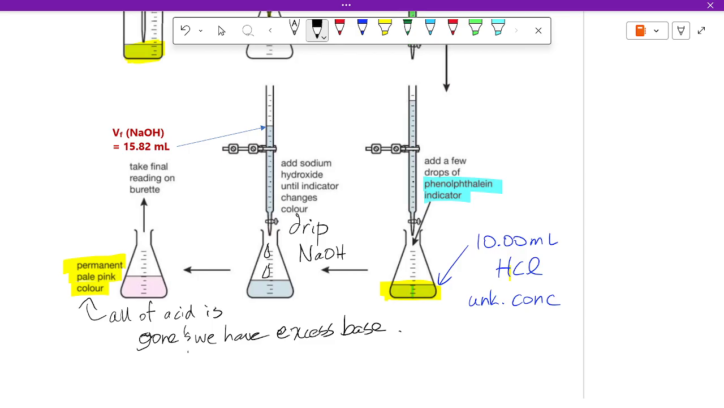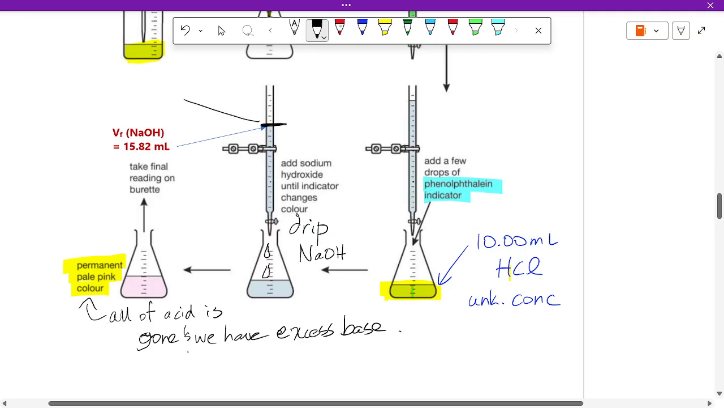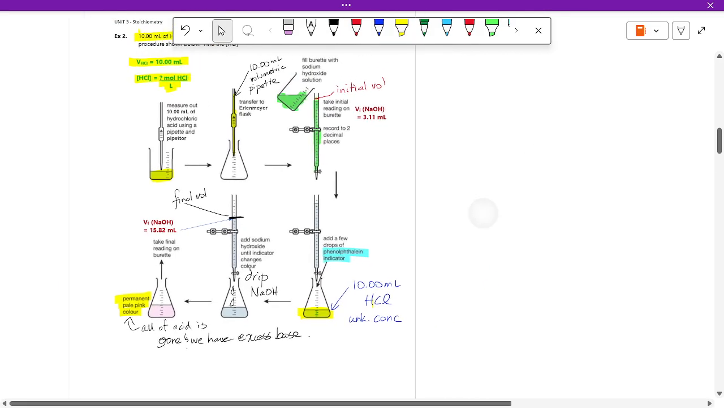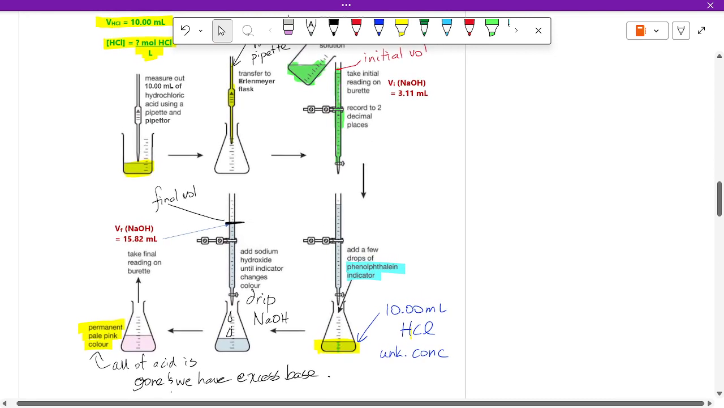And once we see that pale pink color, then we go over here and we say, what is my final volume? My final volume is 15.82 milliliters. So I started at 3.11 milliliters. I finished at 15.82 milliliters.